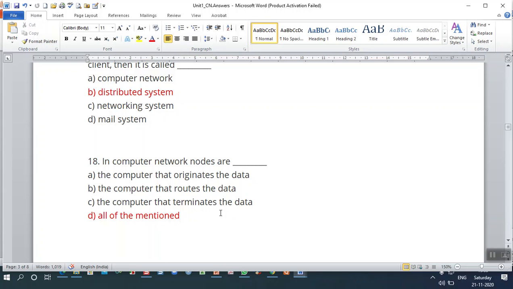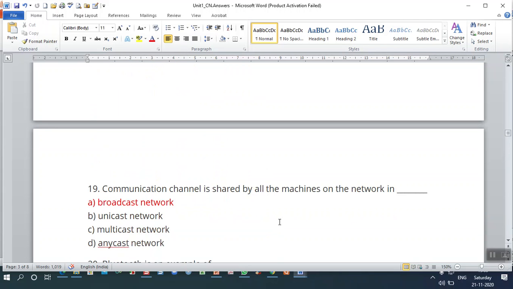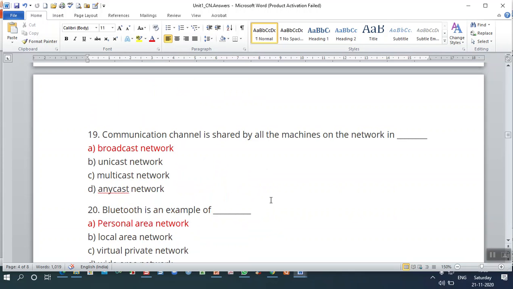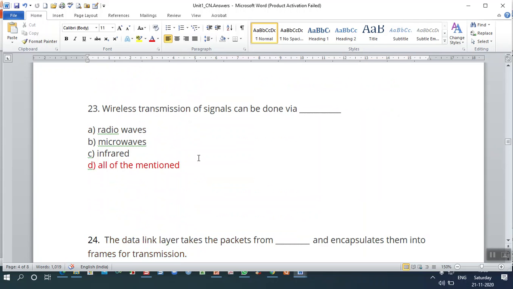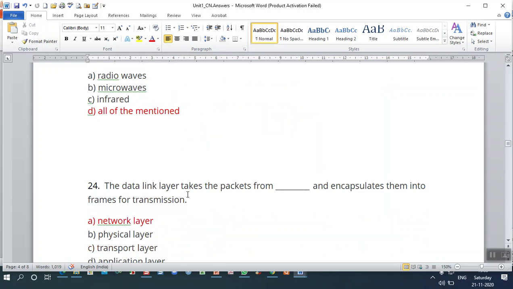All the mentioned nodes are responsible for all three operations: sending, receiving, as well as routing. A communication channel shared by all machines on the network is a broadcast. Is it not? Everybody tuning to a particular frequency will be getting the information. That is called broadcast. Bluetooth is an example of a personal area network. Wireless transmission of signals can be done with radio waves, microwaves, infrared. Already we have discussed all the mentioned.